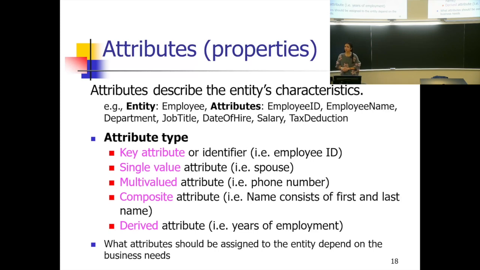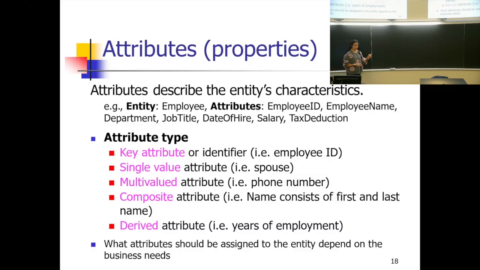Composite attribute like what? Composite attribute. Give me an example of composite attribute. Name, full name, right? Contains first name, last name, address, including street number, street name, and so on.